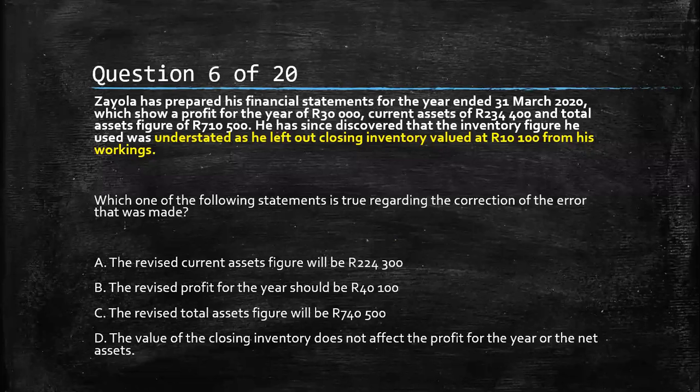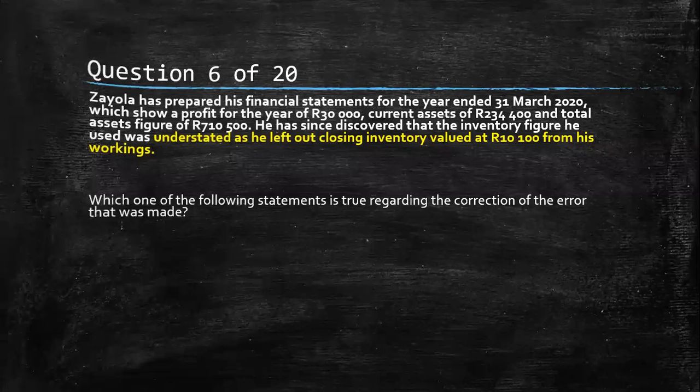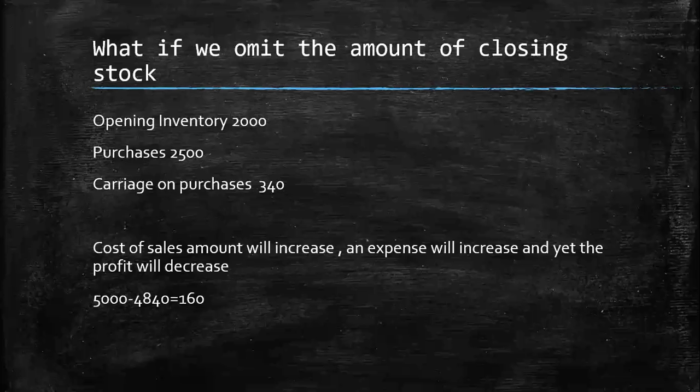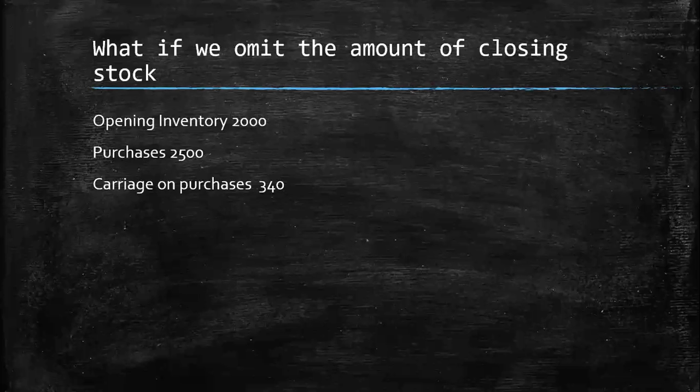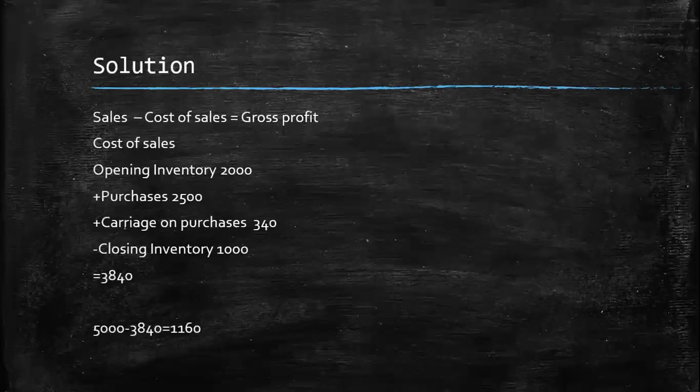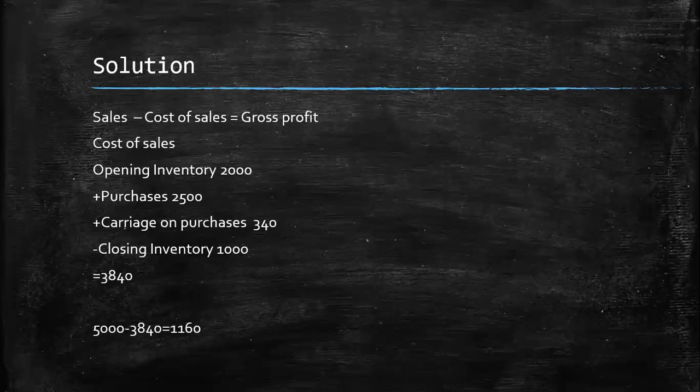If you check on these examples that we discussed, let me quickly go back. You see here the amount of closing inventory was not considered. That's why the profit is low. It's 160. But when you go back to this example where the closing inventory is considered, the profit is high, 1,160.